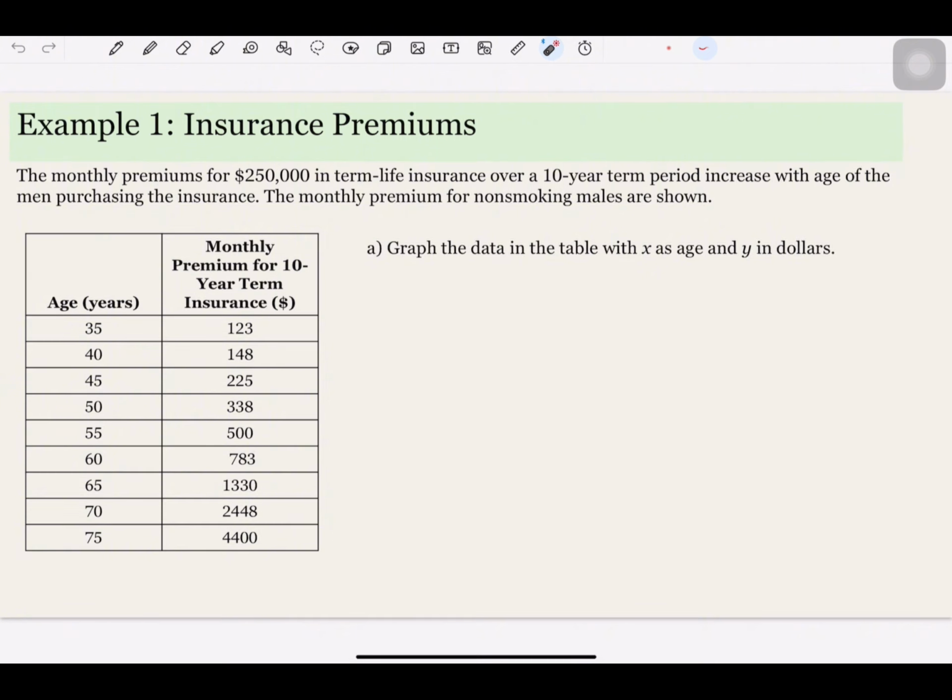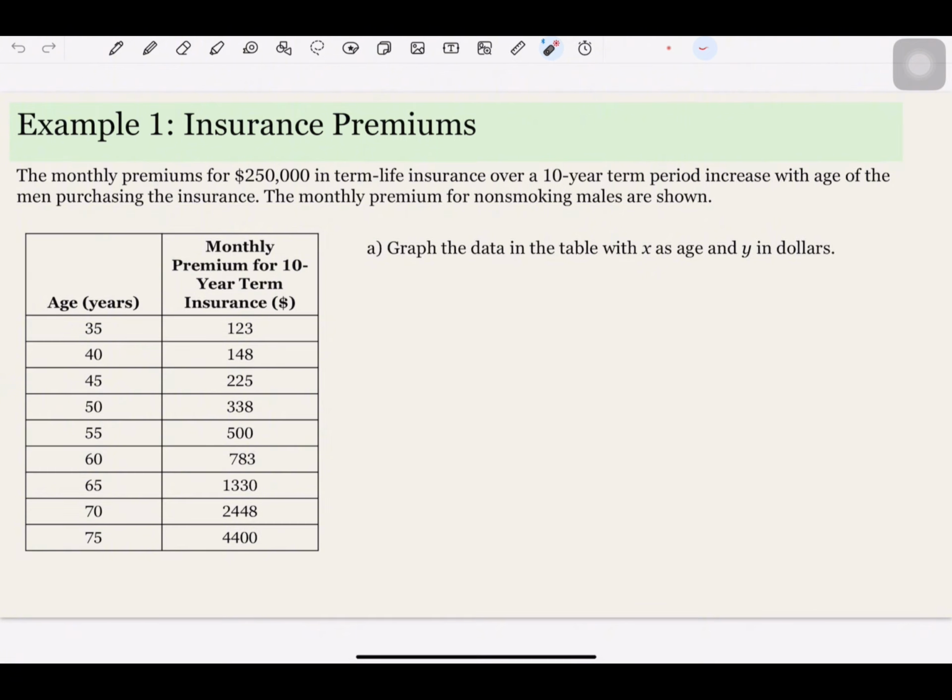This problem is all about monthly premiums for a 250,000 life insurance policy over a 10-year period. The premium for the 10-year period increases with the age of the males purchasing that insurance. This table shows the monthly premium for non-smoking males at various ages.